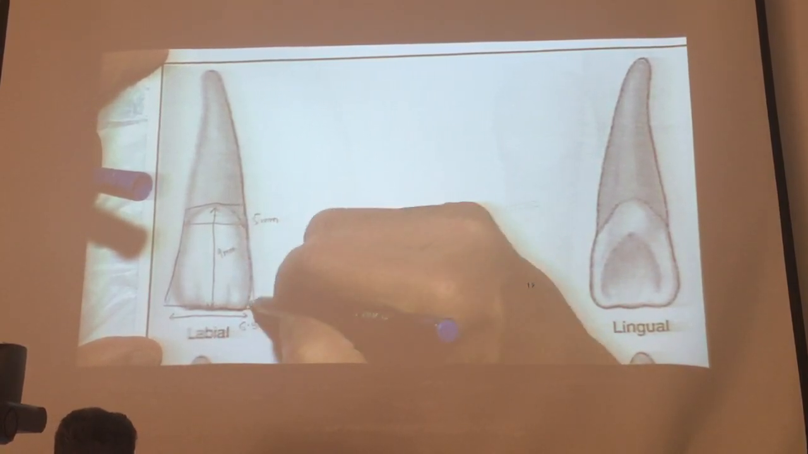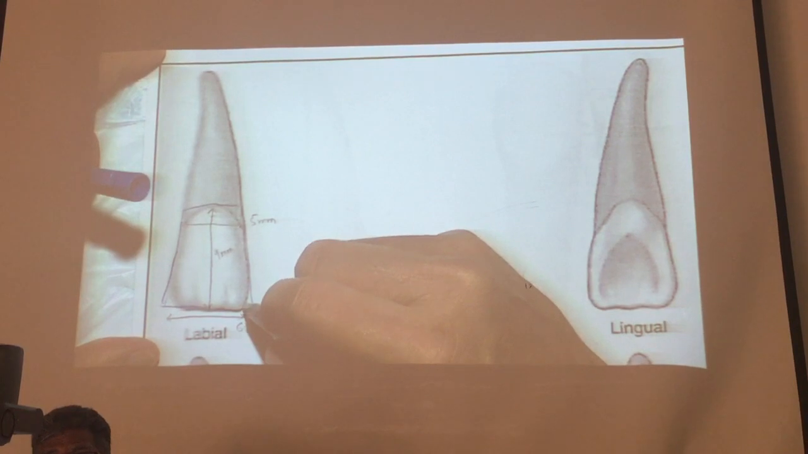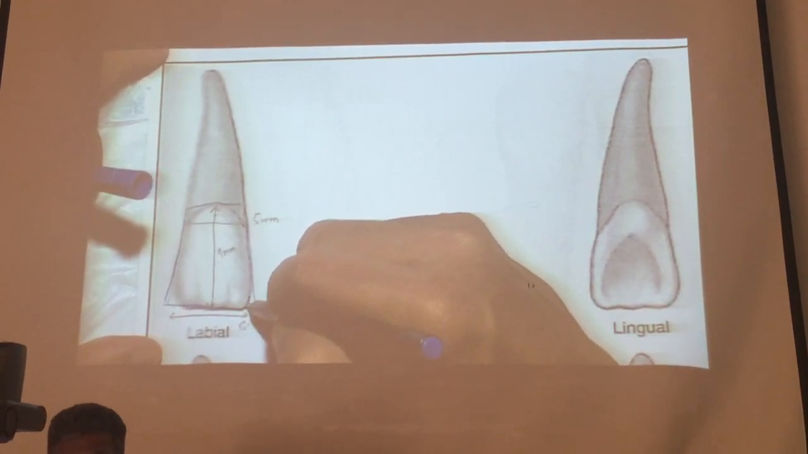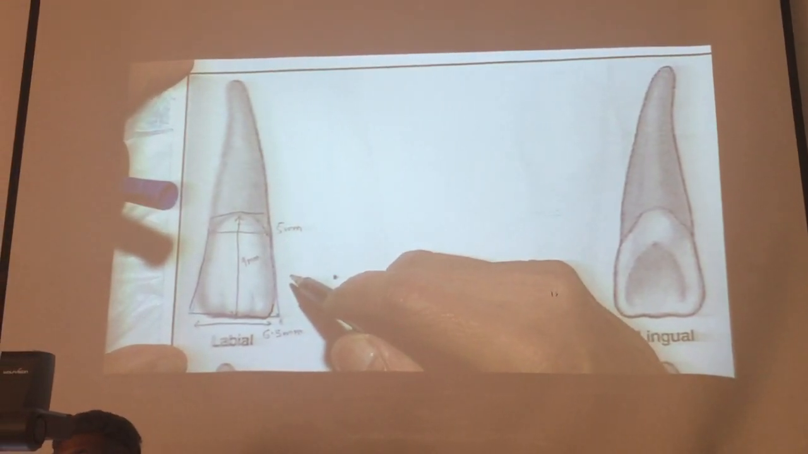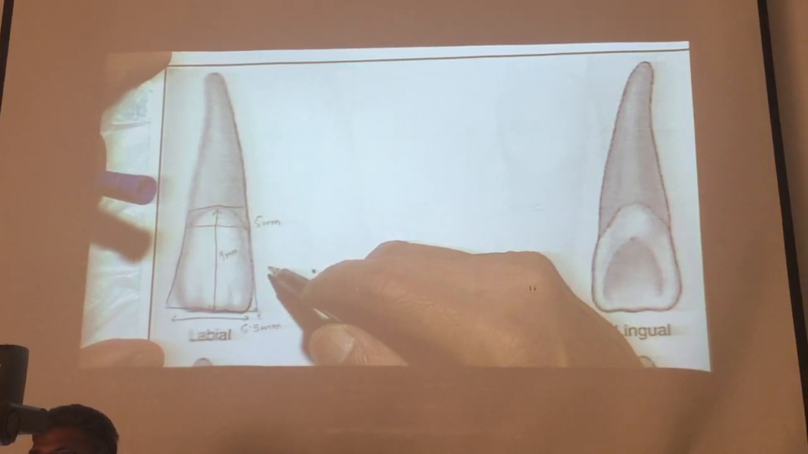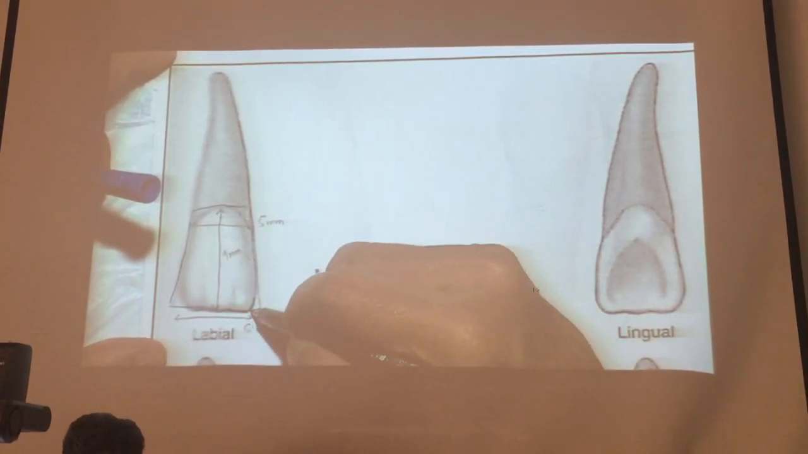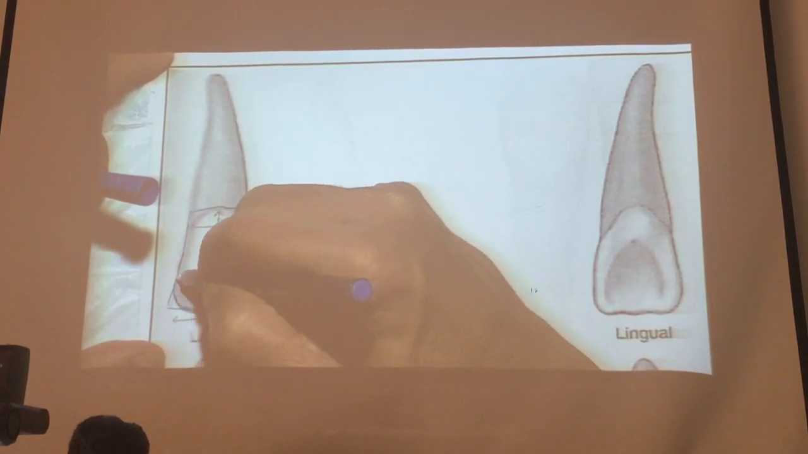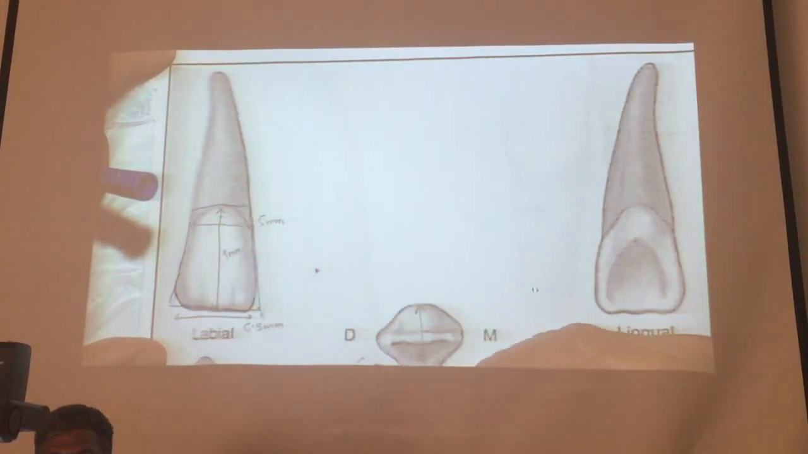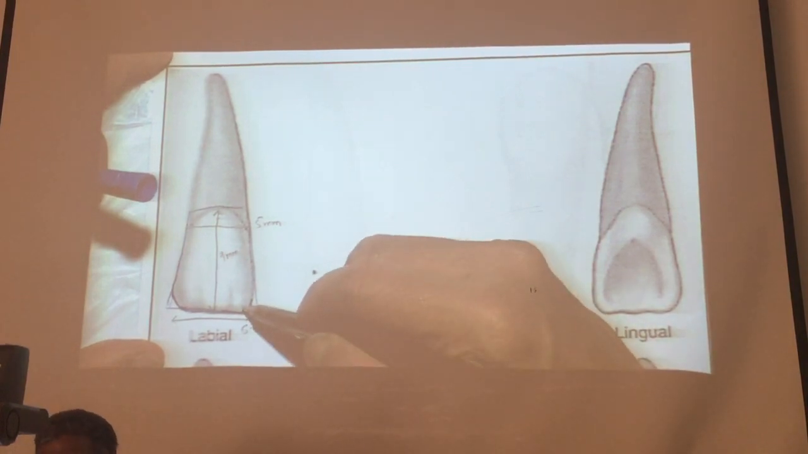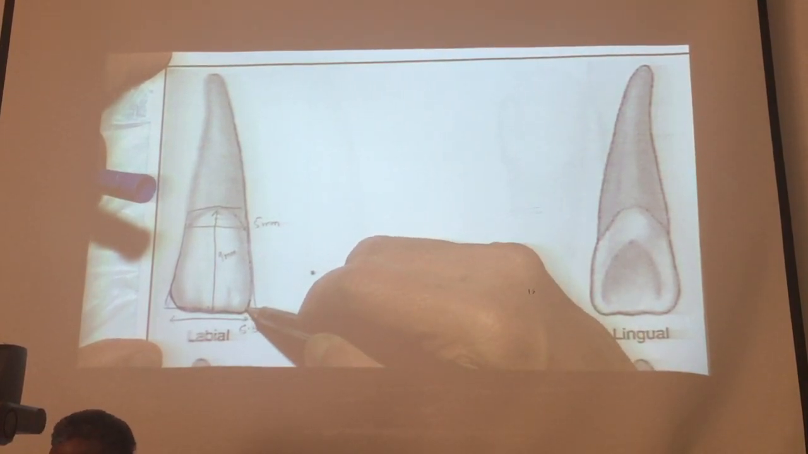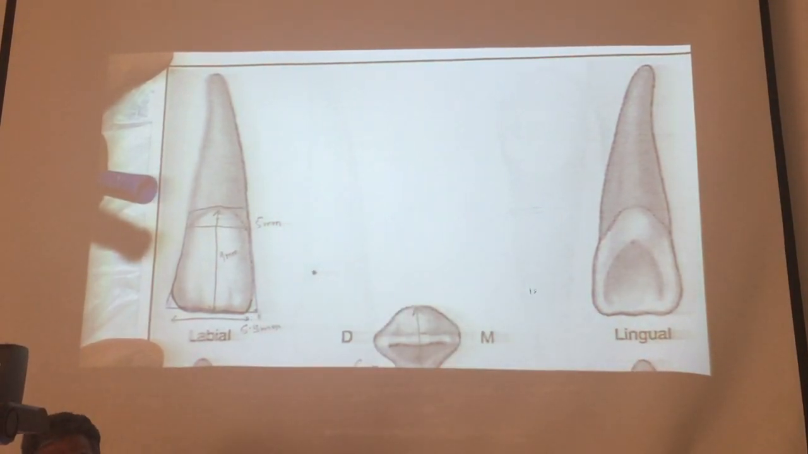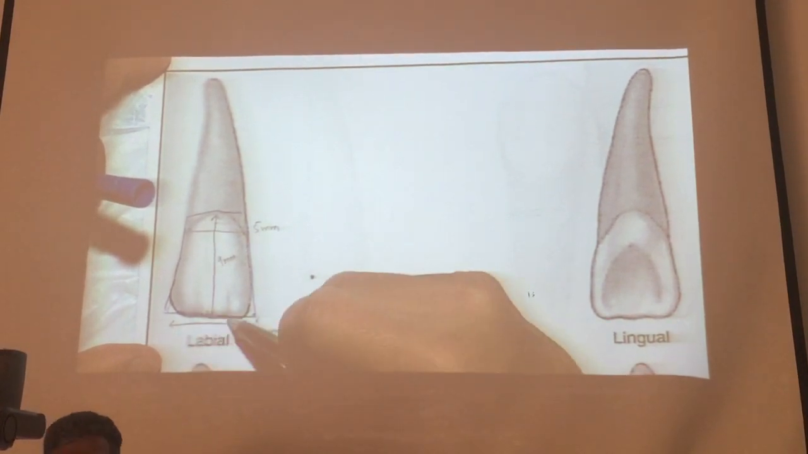slightly convex. Okay? Mesio-incisal line angle. This is your mesio-incisal line angle. This was quite sharp in case of maxillary central incisor. Not so sharp here, but it is more rounded on the distal side. Your distal incisal line angle, this one, is more rounded than the mesio-incisal. But the mesio-incisal was quite sharp in case of maxillary central incisor, which is not so here.